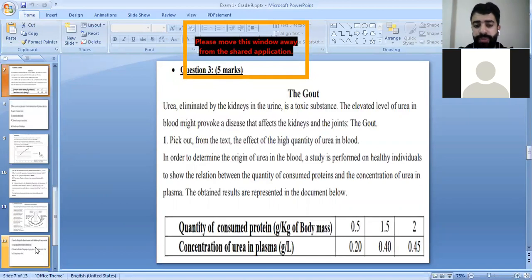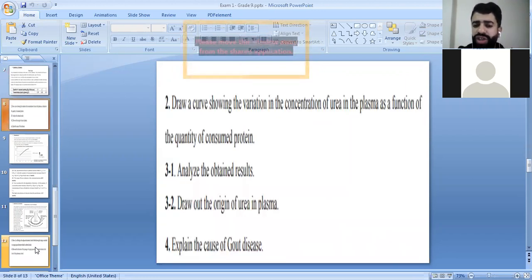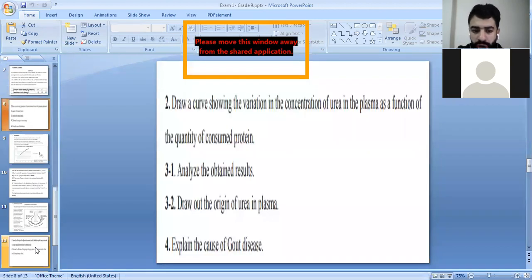Analyze the obtained results: as the quantity of consumed protein increases from 0.5 to 2 gram per kilogram of body mass, the concentration of urea in plasma increases from 0.20 to 0.45 gram per liter. This is the analysis. As for the origin of the urea in plasma, the consumed proteins are the origin. Whenever you have a high quantity of consumed proteins, you have a high concentration of urea. So the consumed protein is the origin.